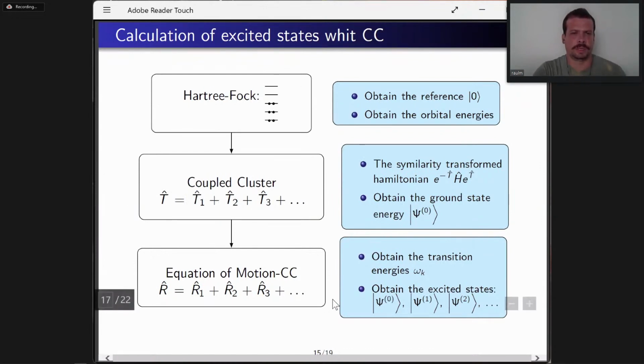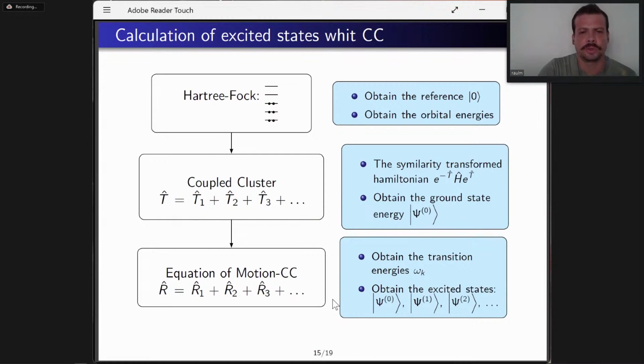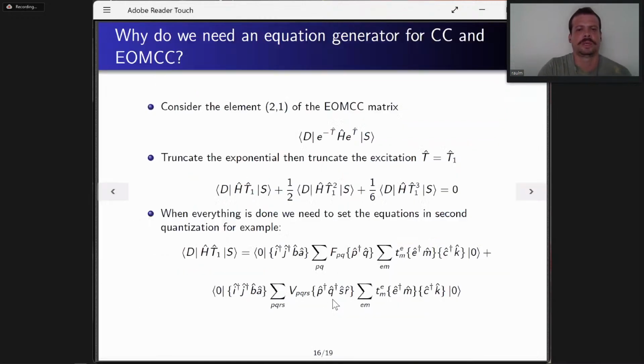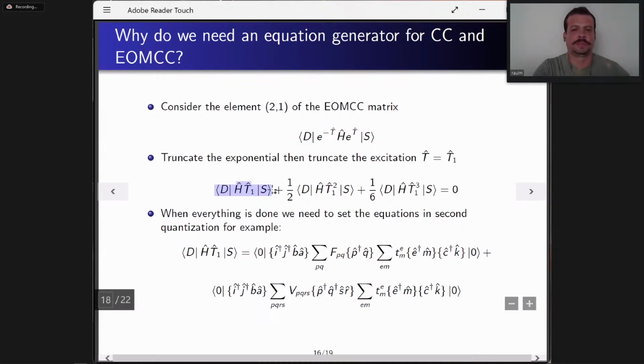But okay, I haven't answered yet: why do we need to use a program to generate these equations? So I prepared a small example. This element here will correspond to the 2,1 element of the equation of motion matrix, where the 2 corresponds to D and the 1 corresponds to S. To simplify everything, we will just consider T equal to T1. Again, following the recipe, if we do the Taylor expansion, we can truncate it up to third order, because fourth order is 0 and zeroth order is also 0. So we have this expression. But okay, let's take again the simplest example of this expansion.